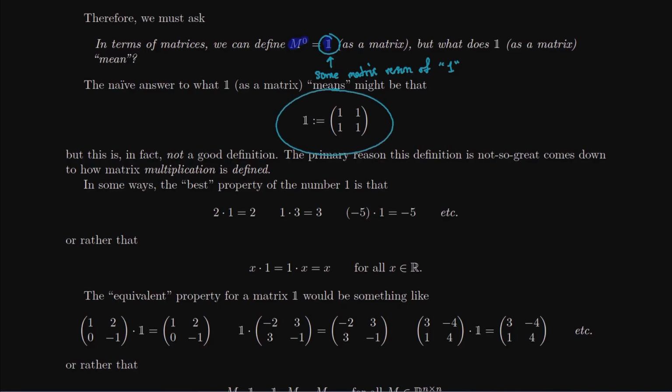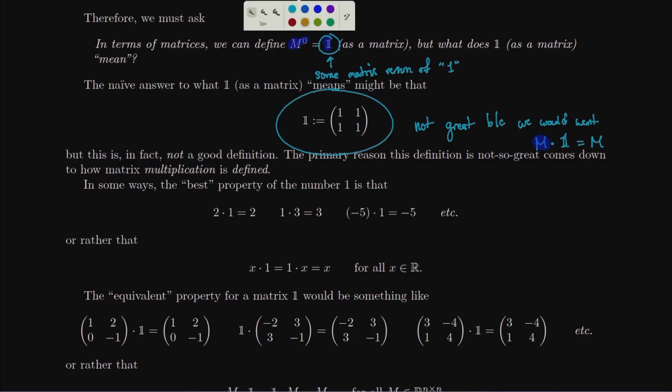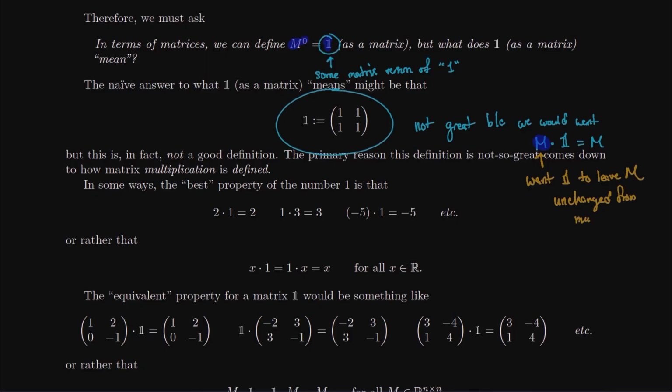You may think that the answer to that would be the matrix 1, 1, 1, 1. Definitely feels like a matrix version of 1. It turns out that's not as good of a definition. And this is maybe not great because we would want some notion of, if I take a matrix and maybe I multiply it by this matrix of all 1s, I would want that to leave the original matrix unchanged. We want the 1 to leave m unchanged from multiplication.